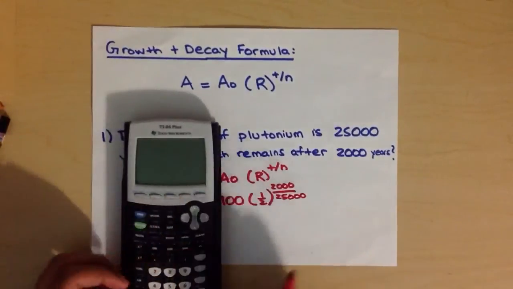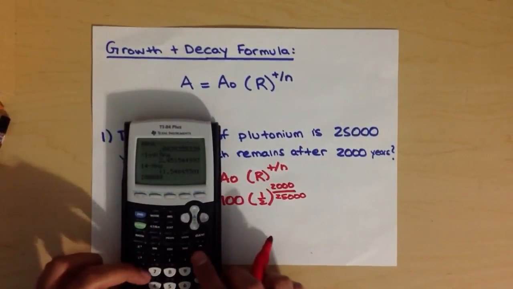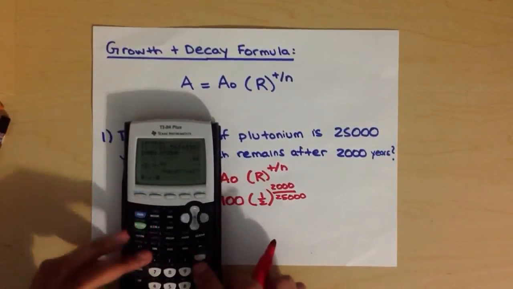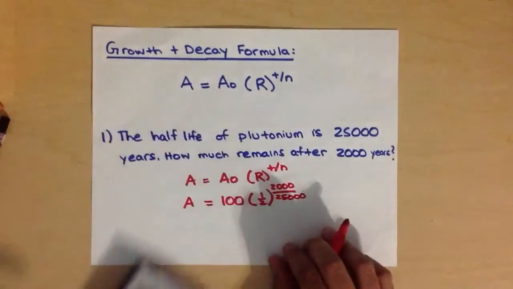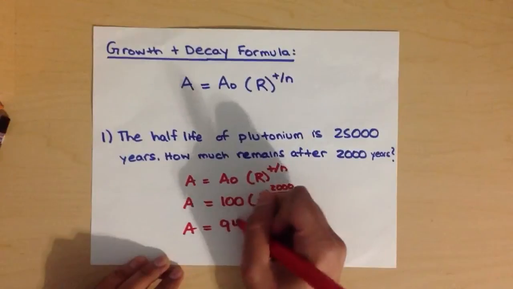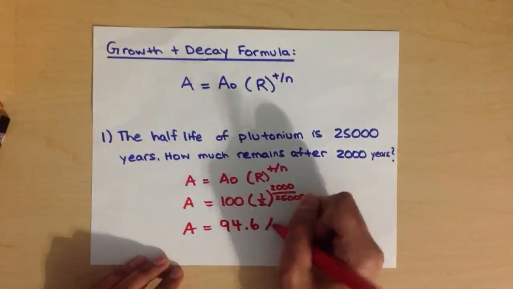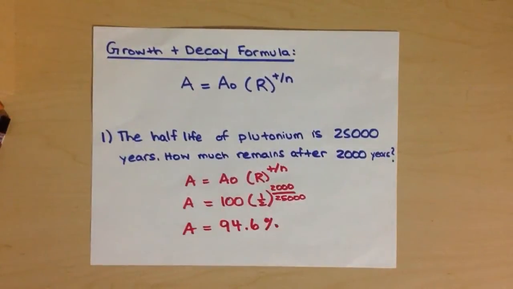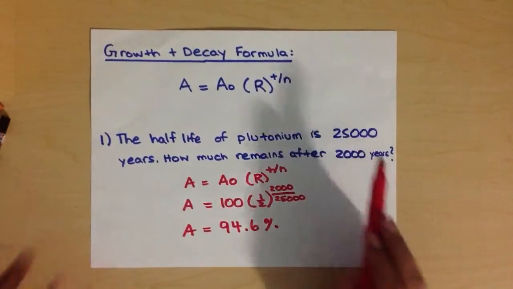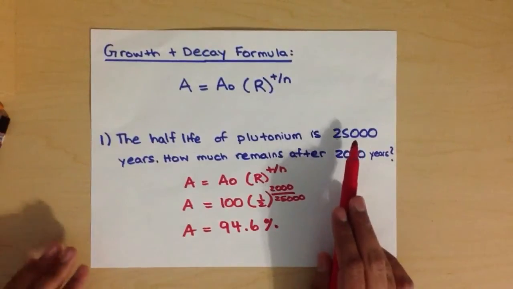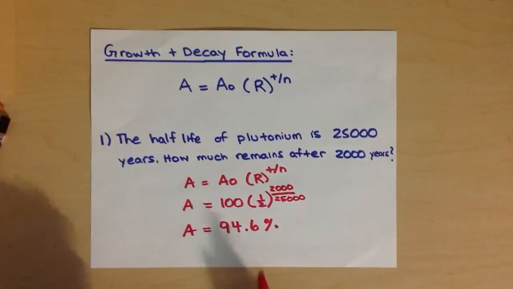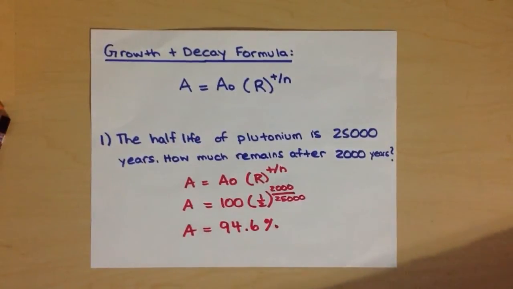Calculating that on our calculator, we get 2,000 divided by 25,000, 0.5 to that, multiplied by 100. We get 94.6%. So after 2,000 years, 94.6% of the substance is still there, meaning about 5.4% of it has decayed. That makes sense because it takes 25,000 years for a sample of plutonium to reach 50% of its original value, so if it's 2,000 years, it makes sense to be roughly around 95%. That's basically a basic half-life question.